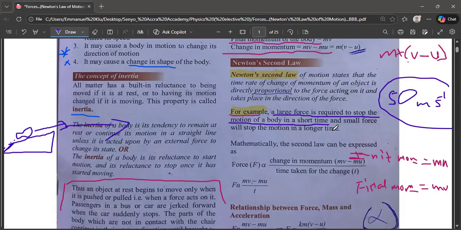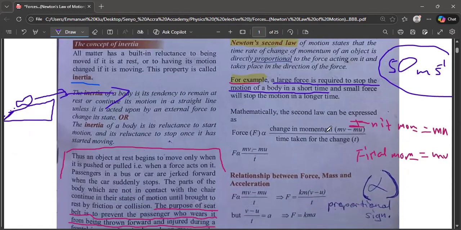All right. So we are saying that mathematically, the second law can be expressed as force being directly proportional to change in momentum over the time taken. So you see, change in momentum over the time taken.